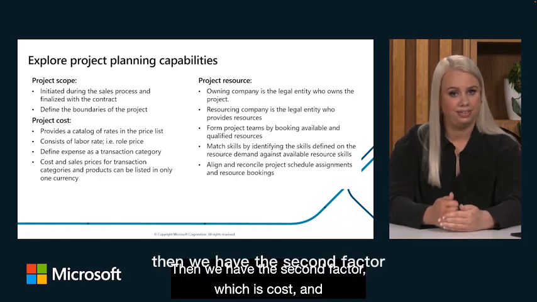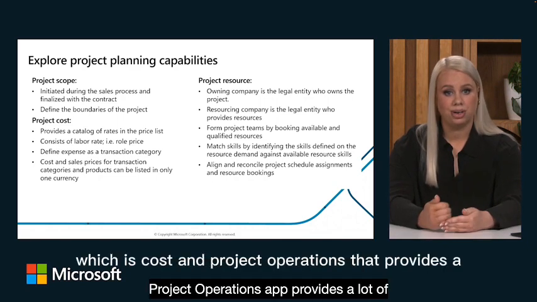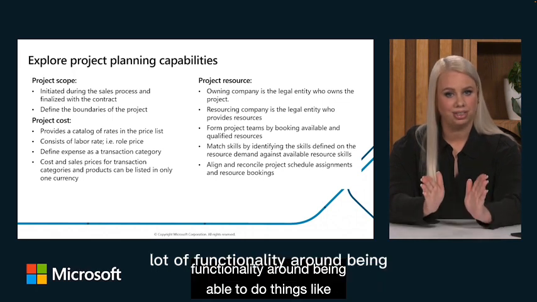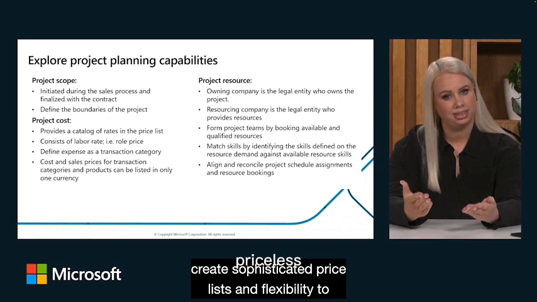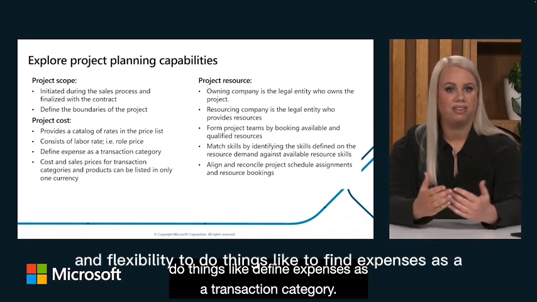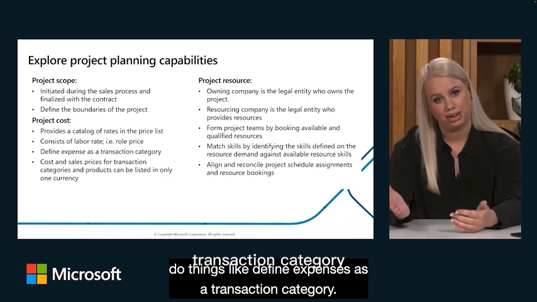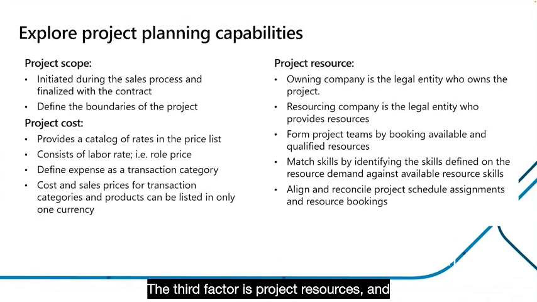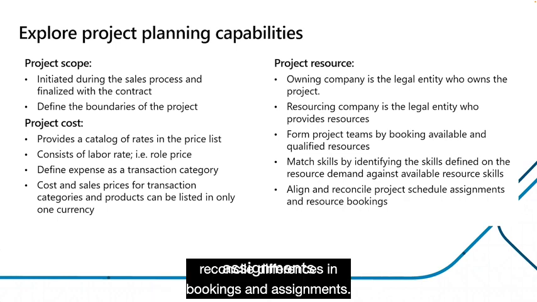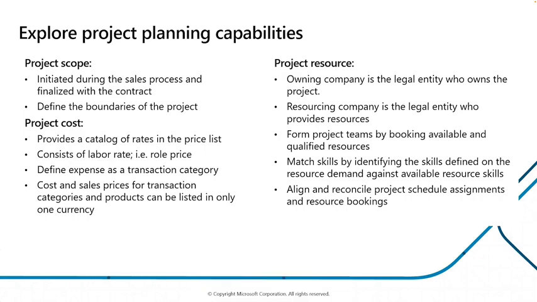Then we have the second factor, which is cost. And Project Operations app provides a lot of functionality around being able to do things like create sophisticated price lists and flexibility to do things like define expenses as a transaction category. The third factor is project resources. And what you can do here is align the project schedule assignments with resource bookings. You can form project teams by booking available and qualified resources, and also reconcile differences in bookings and assignments.